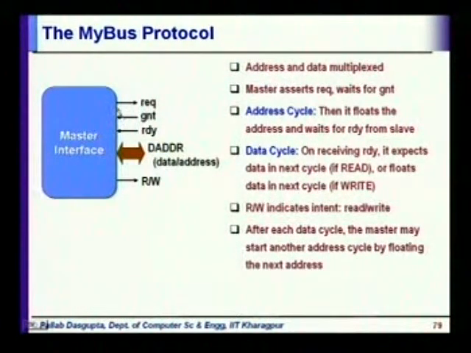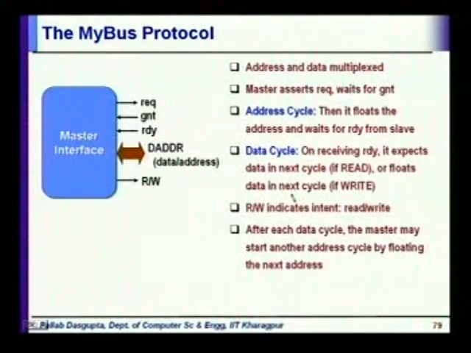Okay. To start a transaction, the master asserts request, waits for grant, and then when it gets the grant its address cycle begins. What does it do in the address cycle? It floats the address on the bus and waits for the ready signal from the slave, right. And when the slave produces the ready signal, it goes into the data cycle, and on data cycle, on receiving the ready signal, it expects data in the next cycle if it is a read transaction, or the master will float the data in the next cycle if it is a write transaction.